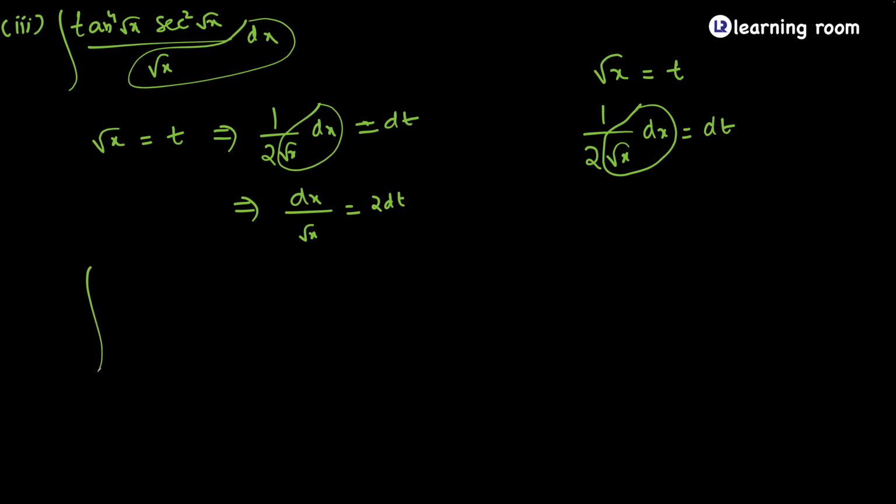So how will the question get transformed? Integral of tan power 4 t secant square t, the whole divided by, there is nothing, because this dx by root x itself gives the answer as 2 times dt. So 2 will come out. I'm not writing that extra step.